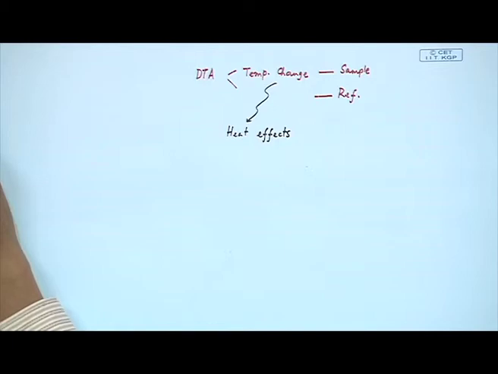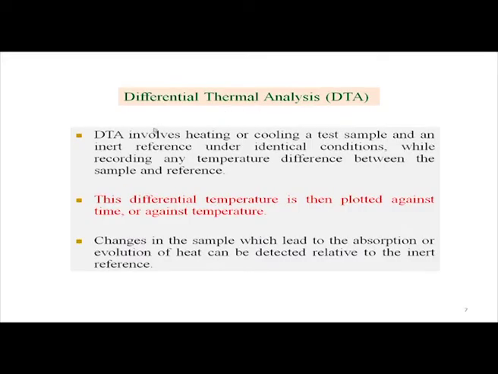So, what we find here for differential thermal analysis involves the heating or cooling test of the sample and the inert reference material. Both of them we place inside the furnace, because both of them are nearby, within a difference of say 1 centimeter only. So, they will remain in identical conditions, and we will try to monitor any temperature difference between the sample and the reference. Then this differential temperature is there.